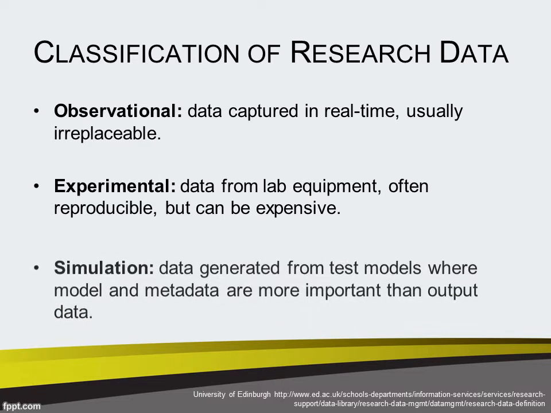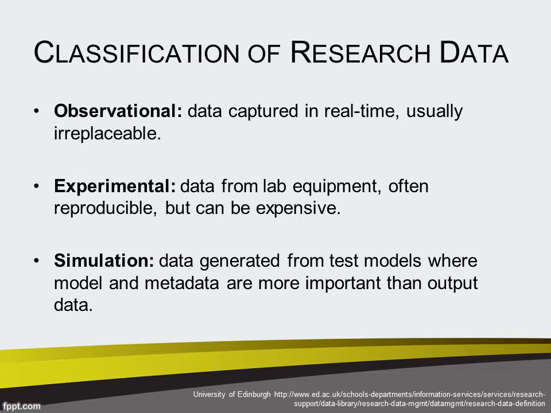Next is experimental. Those are data from lab equipment, often reproducible but they can be expensive. They are data from experimental results. Some examples were gene sequences, chromatograms, and toroid magnetic field data.